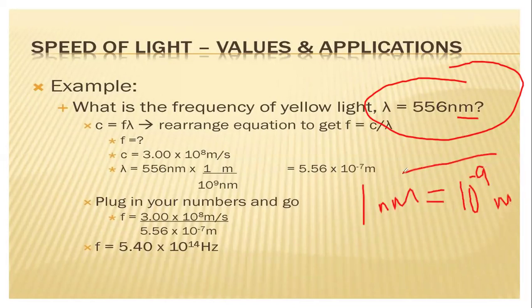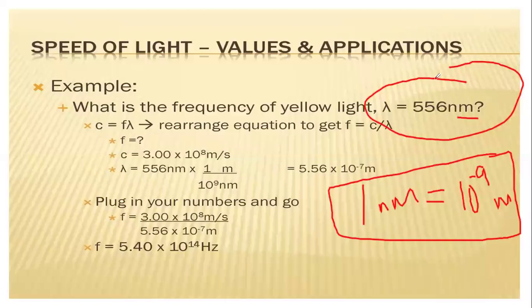Okay, so metric system, semester 1. Conversion factors, you have to know. So nano means 9. If I have 1 nanometer, it will just be 10 to the power minus 9 meters. So make sure you convert your wavelength to meters.